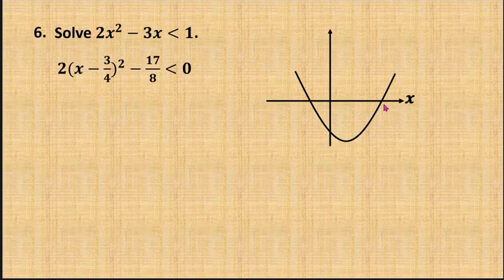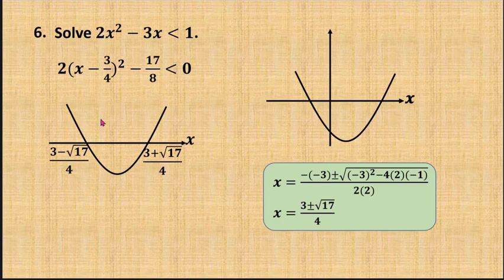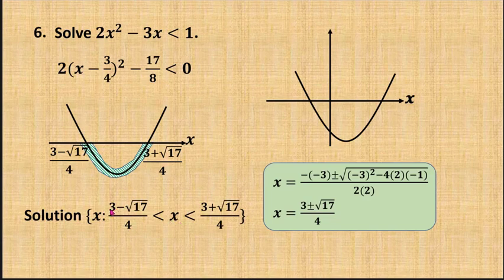Next, I'm going to find the x-intercept. In this case, I use the formula to find the x value. Now, the graph is ready. Since the inequality is less than 0, then the part of the graph which is below the x-axis should be marked. Hence, based on the graph, the solution is x is greater than (3 minus square root of 17) over 4 and less than (3 plus square root of 17) over 4.